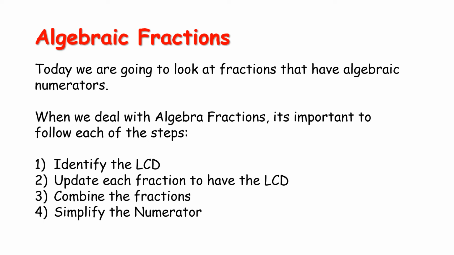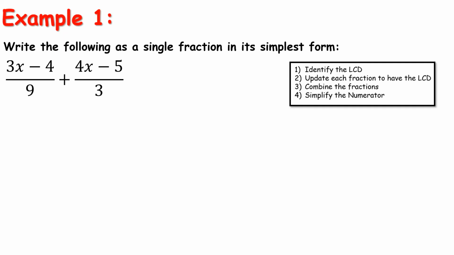I talked about them yesterday, but now I'm giving them to you. First thing you do is you identify the lowest common denominator. The second thing you do is you rewrite or update each fraction to have that lowest common denominator. So we're using equivalent fractions. You then want to combine the fractions into a single fraction, and then you simplify the numerator. So let's take a look.